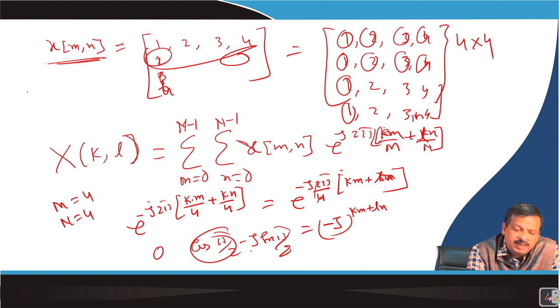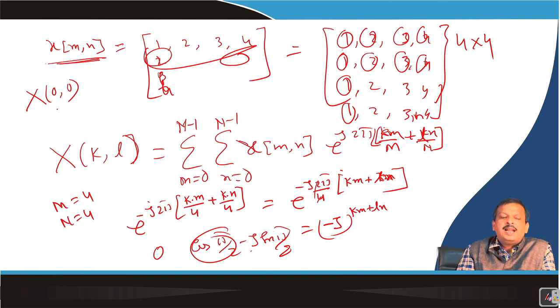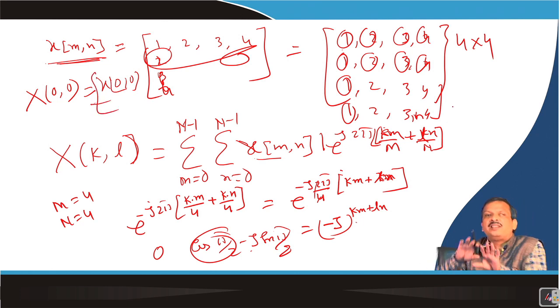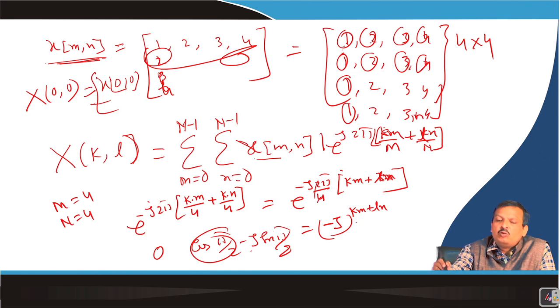Now I can calculate X(0,0): I put k equal to 0, l equal to 0, and this part will be 1, so this is nothing but a x of 0, 0. So you can say that it is the sum of all samples, that is, 1 plus 2 plus 3 plus 4 plus 1 plus 2 plus 3 plus 4 plus 1 plus 2 plus 3 plus 4. So all the pixel values will be summed.